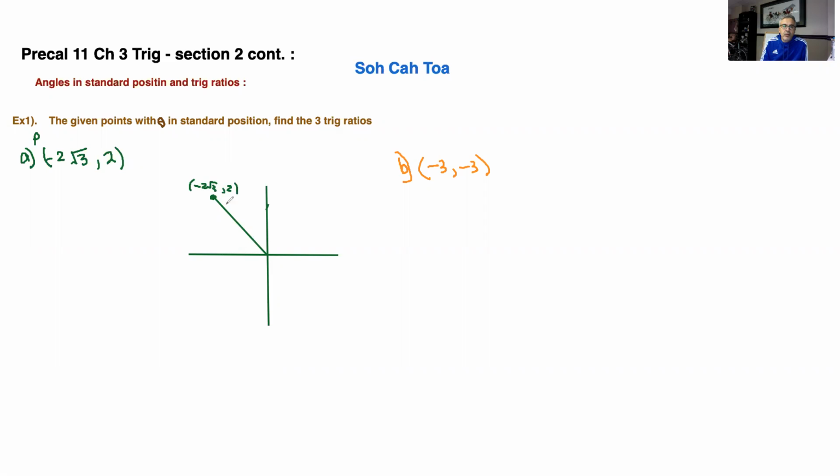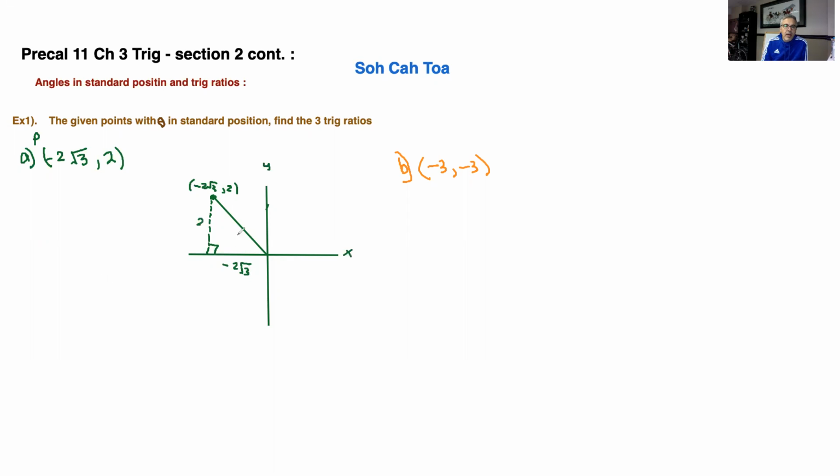So all we need to do, as this is the x-axis, this is the y-axis, we drop a vertical to the x-axis, always to the x-axis, not the y-axis. At 90 degrees, this will be negative 2 root 3, and the y will be 2.